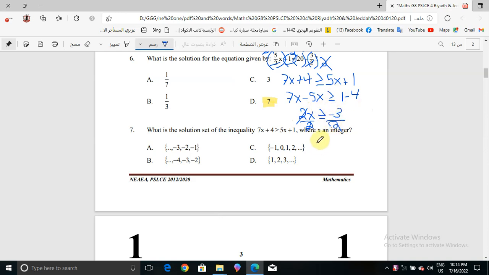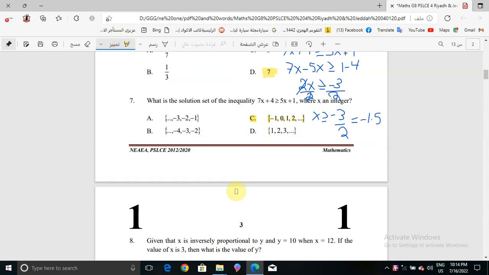And here of course when you write x is greater than or equal to -3/2, here -3/2 is equal to what? Is equal to -1.5. So that means in the solution set you will get -1, 0, 1, 2 and continue. Why? Because x is greater than or equal to -1.5 and -1 is greater than -1.5. So that means the correct answer for question number 7 we will get here in choice C.